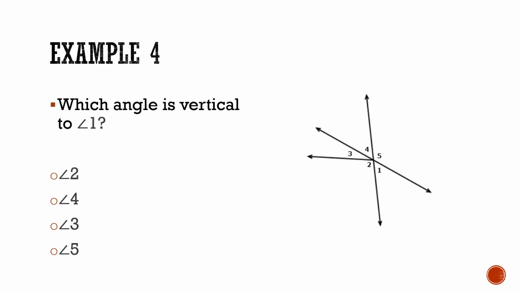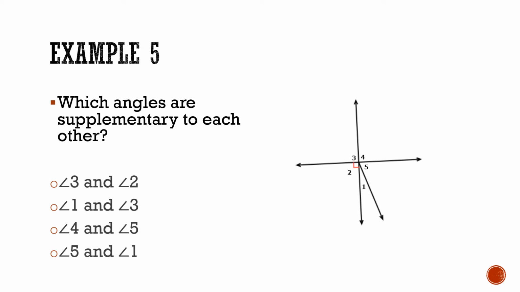Okay, which angle is vertical to angle 1? Remember what vertical means. Vertical means that they're sharing a vertex, and they are opposite of each other. So I told you, if you outline angle 1 and extend it, you outline the other angle. So we just outlined angle 4. So angle 1 and 4 are vertical angles, and therefore have the same measure as well.